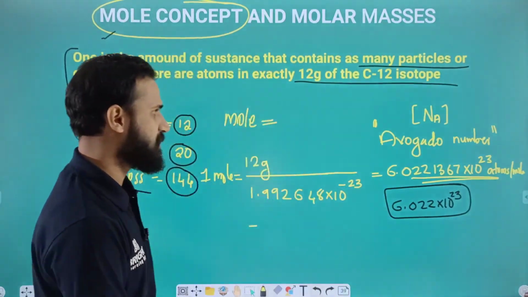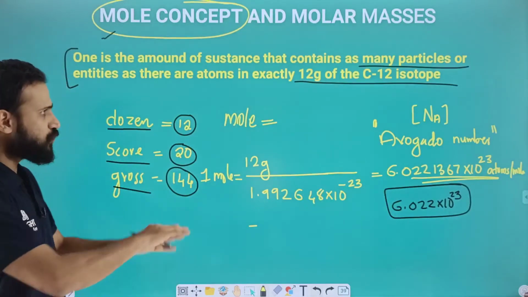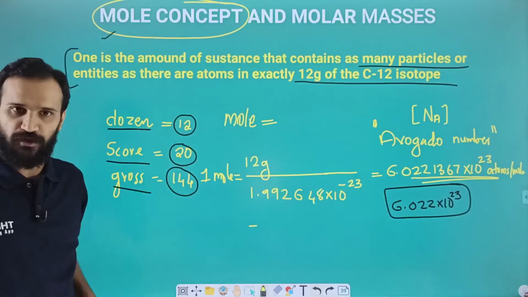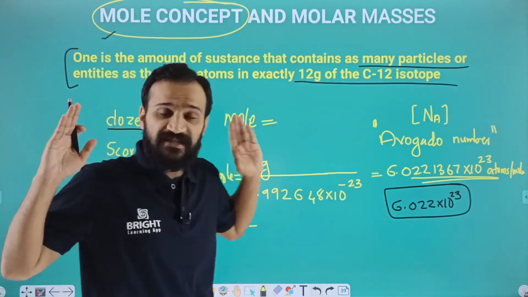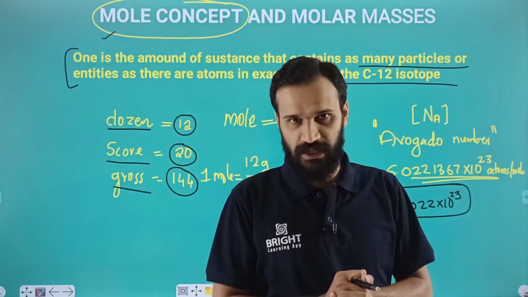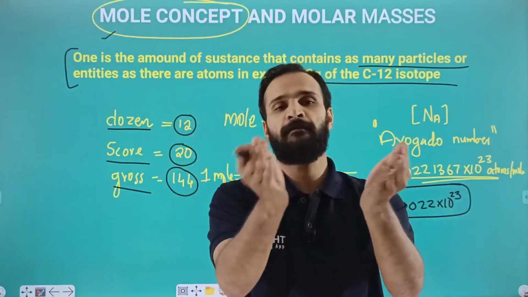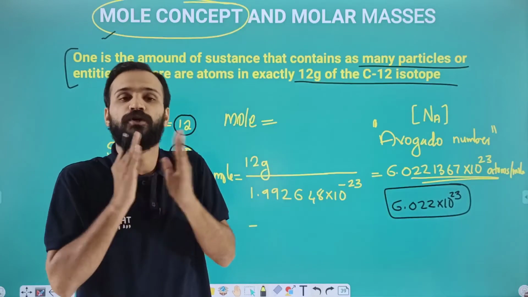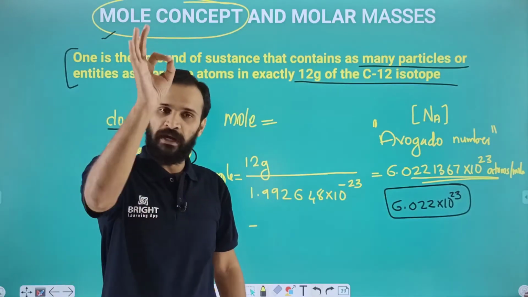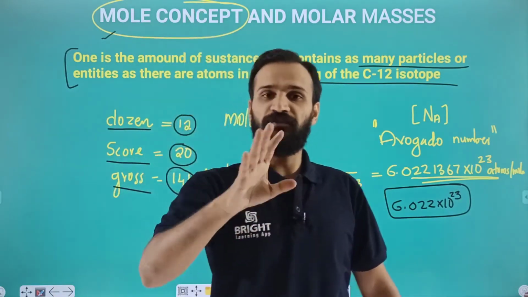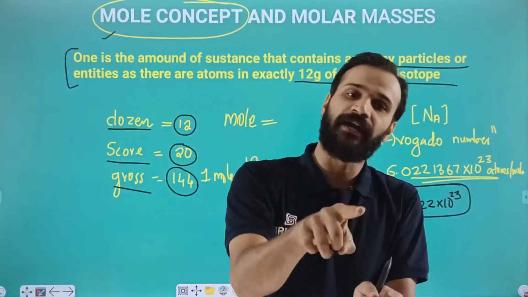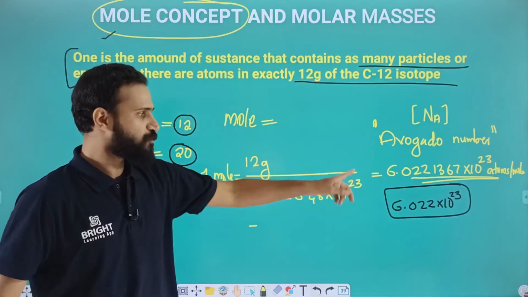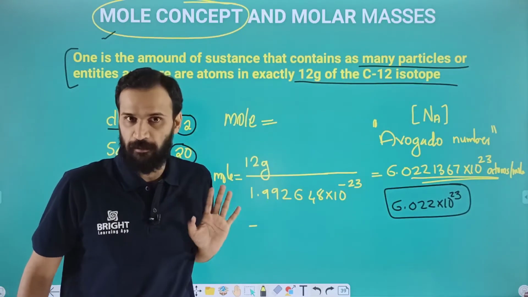So this is the idea. I am repeating one more time, dear students. This is a basic idea we must remember. A mole is a unit, the 7th base quantity in the SI system, used to represent the amount of substance. And 1 mole is equal to the number of particles present in 12 gram of carbon 12 isotope, that is 6.022 into 10 raised to 23 particles.